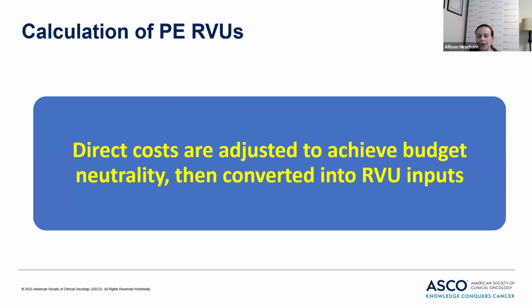To calculate the PE RVU, direct costs are adjusted to achieve budget neutrality, then converted into RVU inputs. And what does that mean? Remember that the physician fee schedule is budget neutral, meaning CMS only has a certain amount of money to work with in sort of this pie. So if for that year some services have increases, other services will be subject to decreases to fit within the budget.